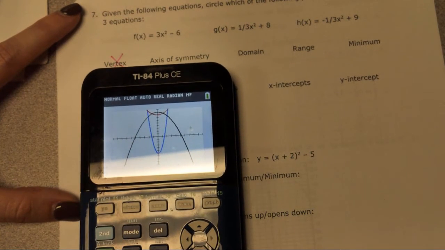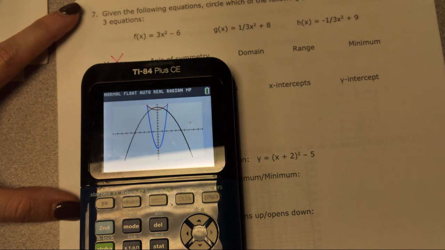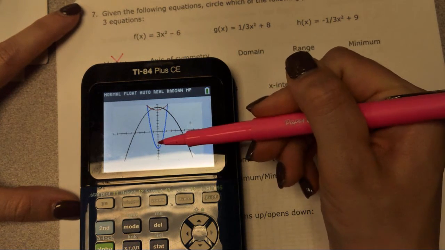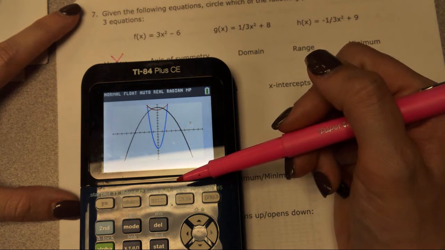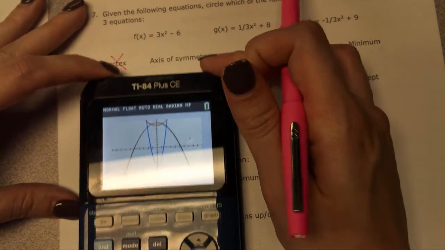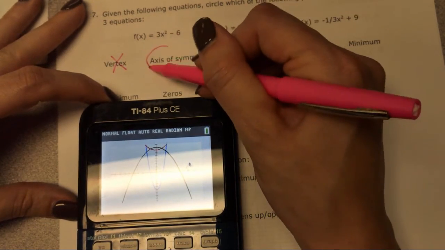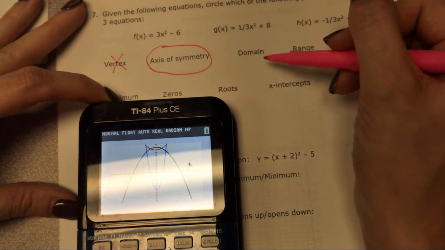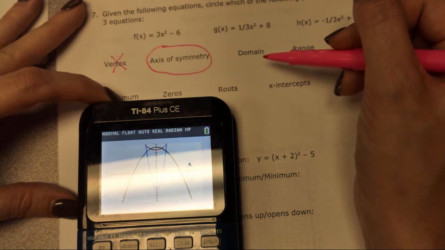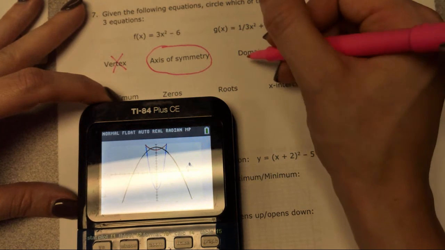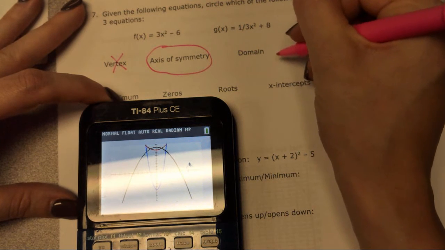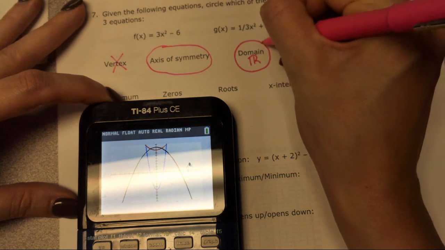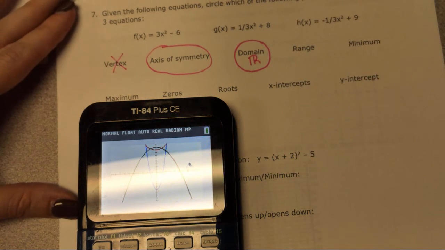Now, the axis of symmetry is the line that cuts it in half. For every single one of these, the line that would cut it in half would be x equals 0, or the y-axis. So the axis of symmetry is the same for all of those equations. Domain is the same for every single quadratic unless it has endpoints. None of these have endpoints, so it's all real numbers. So it's the same for all of them.